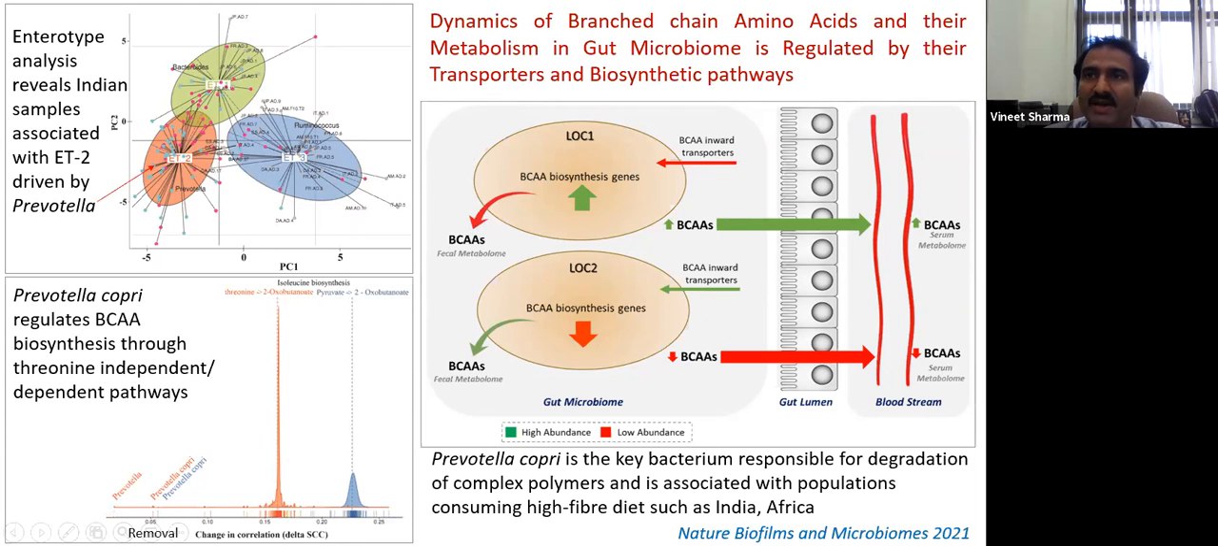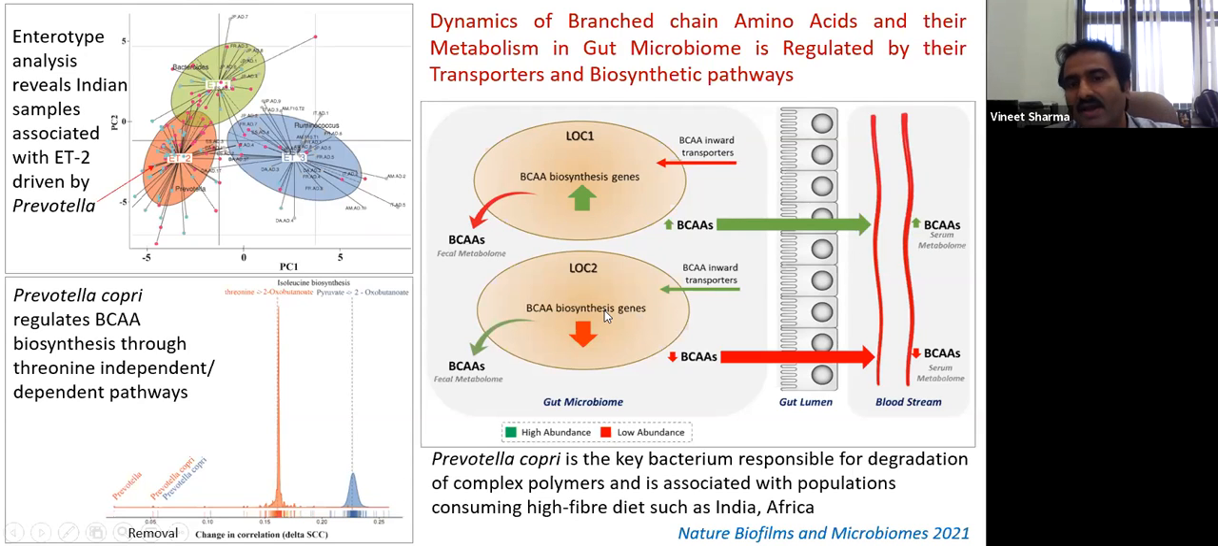So our fecal metabolome does not contain these branched chain amino acids. But when we looked at our serum metabolome, it contains these branched chain amino acids. That means it is absorbed by the human body. So microbes produce and it is absorbed by the host.